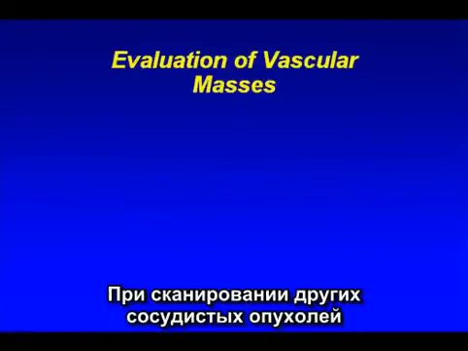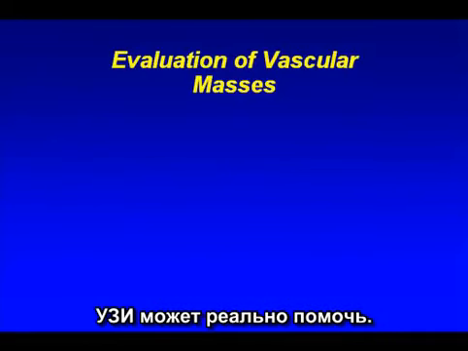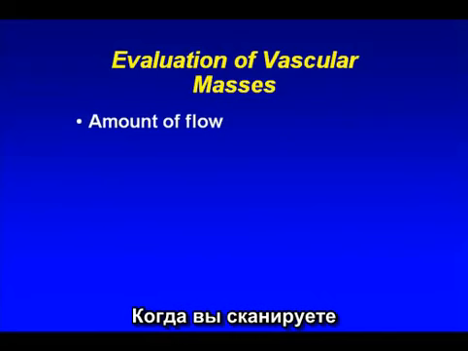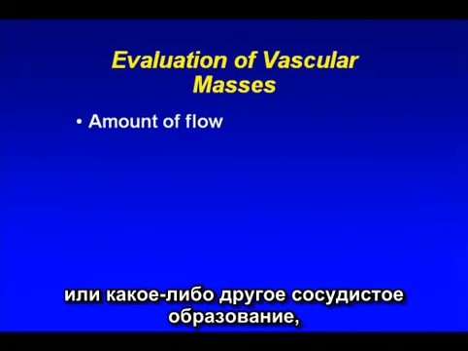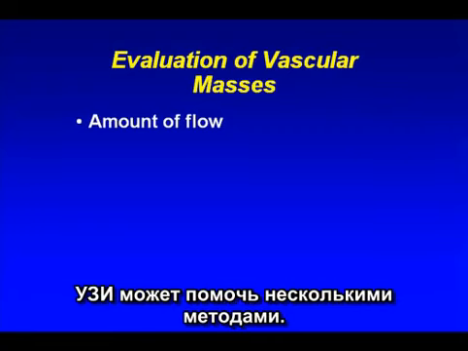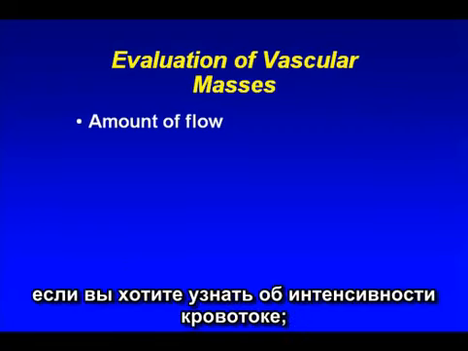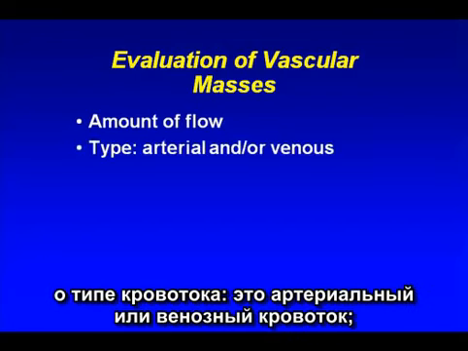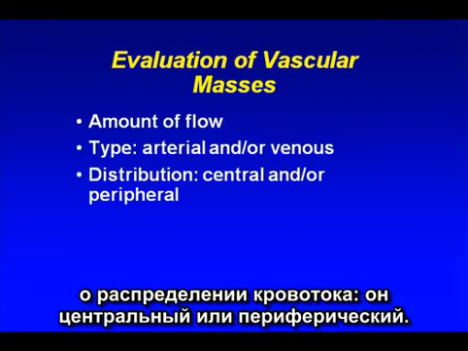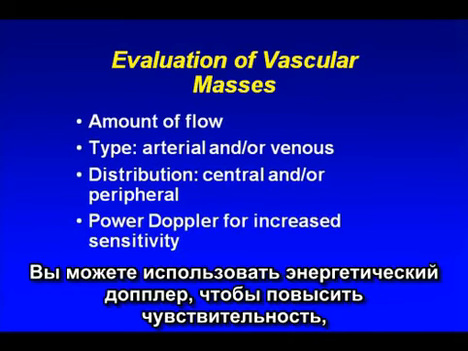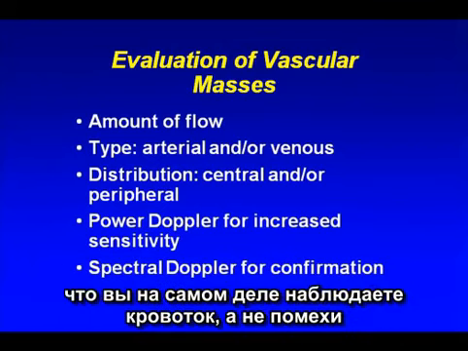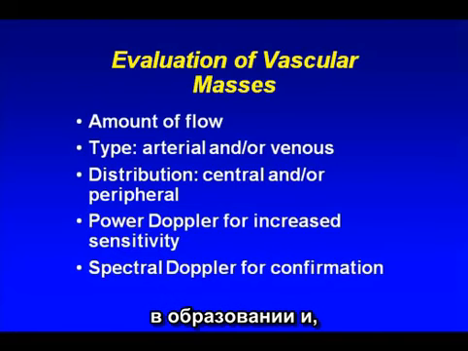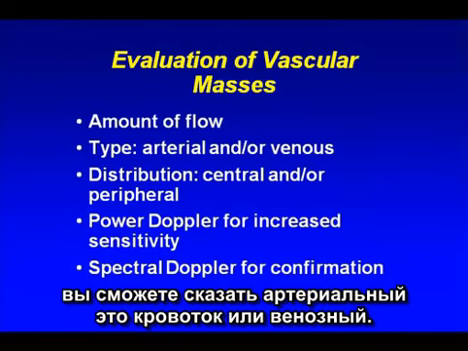Now, there are a number of vascular masses that ultrasound can really contribute to their evaluation. When you're looking at a mass that you may think may be a hemangioma or some other type of vascular mass, there are several things that ultrasound can help you with. Number one is you want to get some idea of the amount of flow. The type of flow: is it arterial and or venous? The distribution: is it central and or peripheral? You always want to use power Doppler for increased sensitivity, and spectral Doppler to confirm that you're not just looking at noise, but it's really true flow within the lesion, and to tell whether it's arterial or venous.